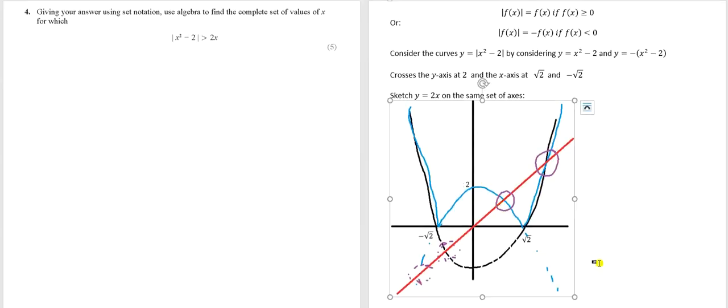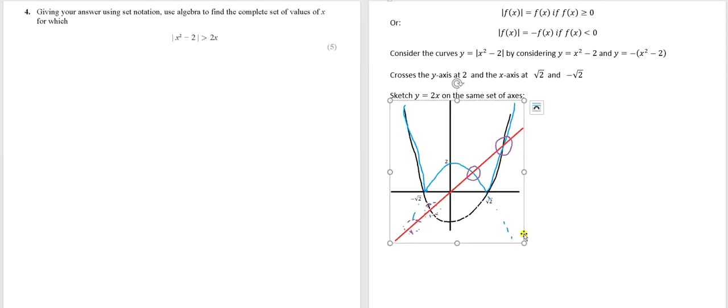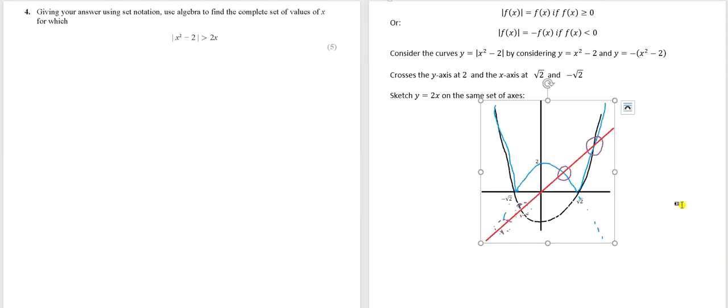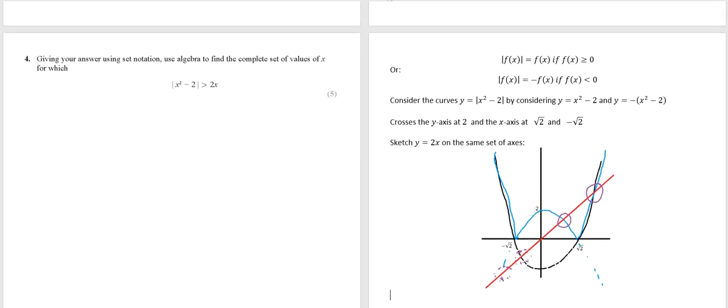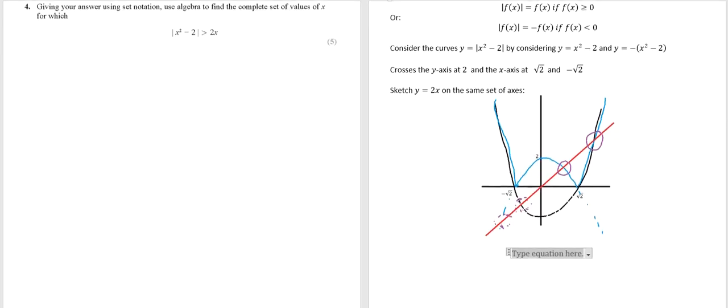Now they've said to use algebra to find the complete set of values. We also need to make sure we give our answers in set notation. We'll worry about that when we come to it. In order to solve this then, we're going to need to look separately at either x squared minus 2 equals 2x, and then at negative x squared minus 2 equals 2x. So let's take this one to start with.